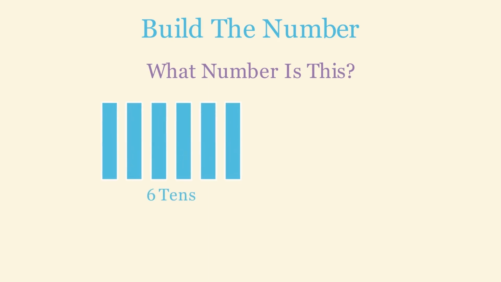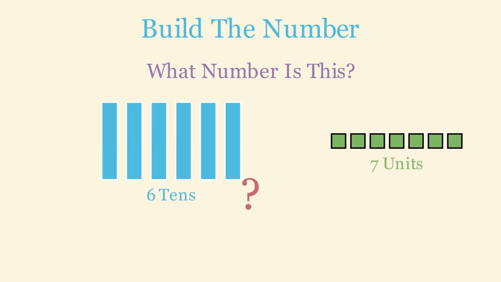Again, how many tens can you see? How many units can you see? What number do they make? Excellent. The number is 67.